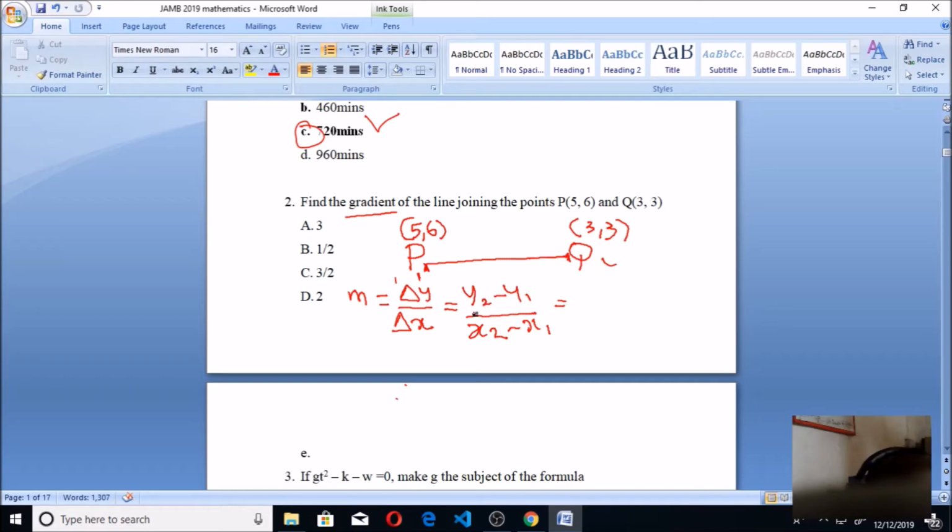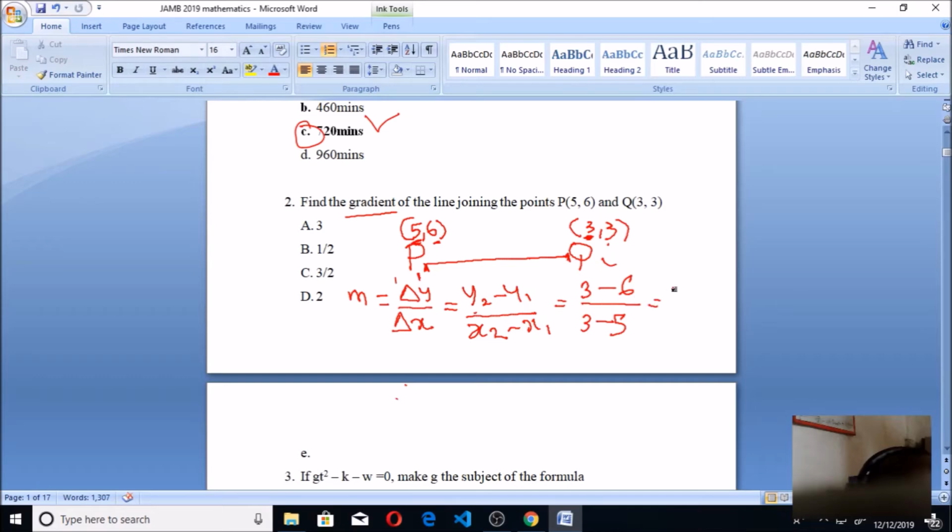What is Y2? The second one is always Y. Y2 is 3. So 3 minus, what is Y1? Y1 is 6. All over. What is X2? X2, the first one is normally X. X2 is 3. And what is X1? X1 here is 5. So you can see it's very, very simple.